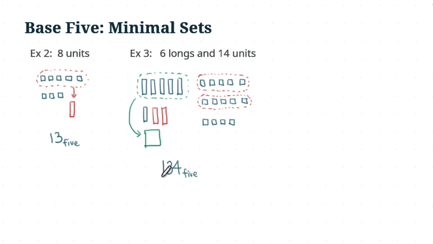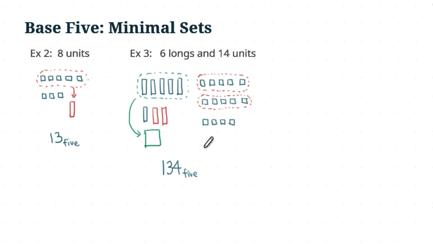You can see that this number represents the number of flats, right? This number in the middle represents the number of longs that we have, and then this 4 here represents the number of units that we have here. So we have 4 units. So that's a minimal set, and the number is written as 134 base 5.